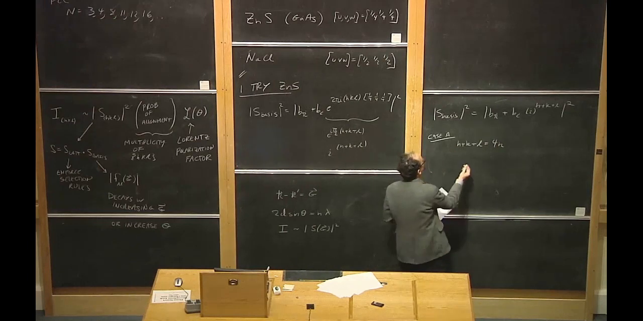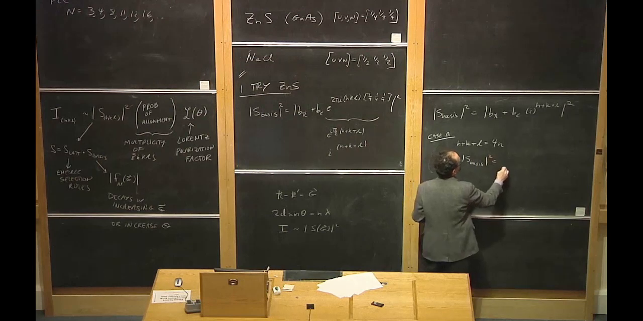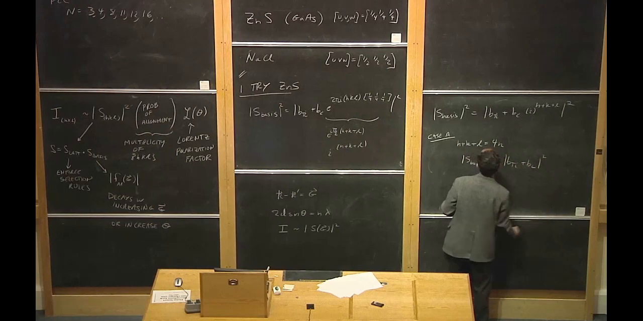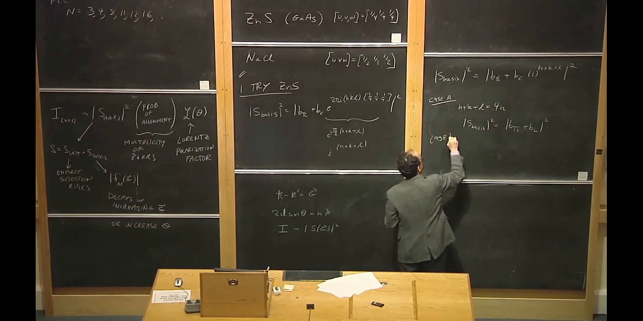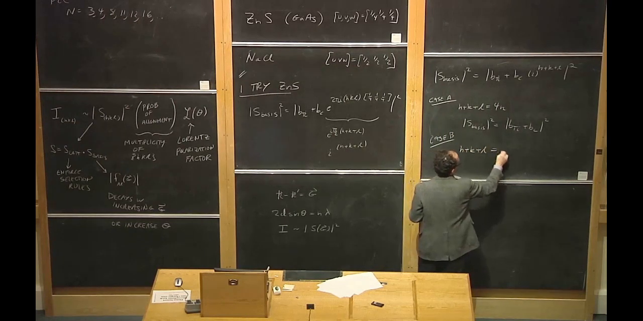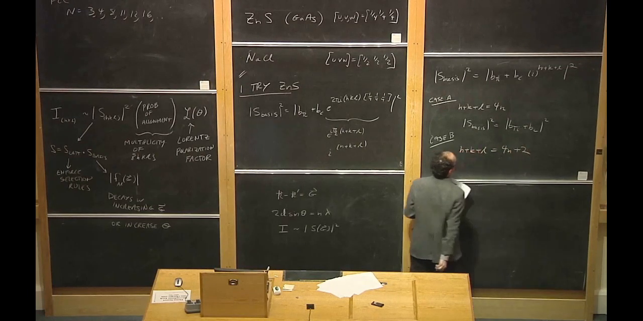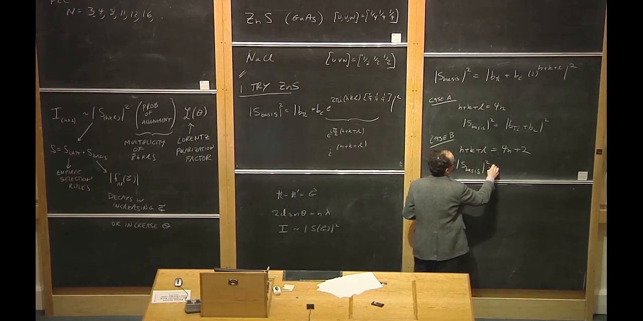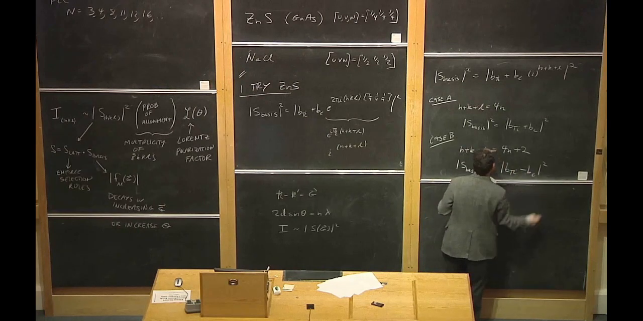So in that case, we get S basis squared equals the absolute value of B titanium plus B carbon, squared. The second possibility, case B, is H plus K plus L is still even, but it's not a multiple of 4. So we'll call it 4n plus 2, in which case we get S basis squared equals B titanium minus B carbon, squared.